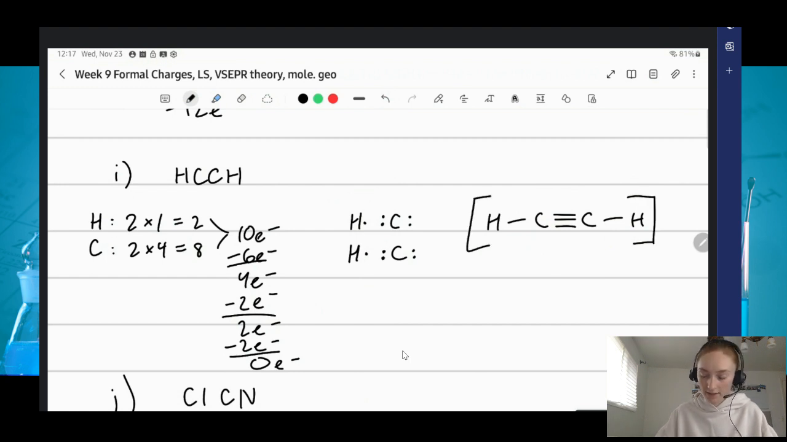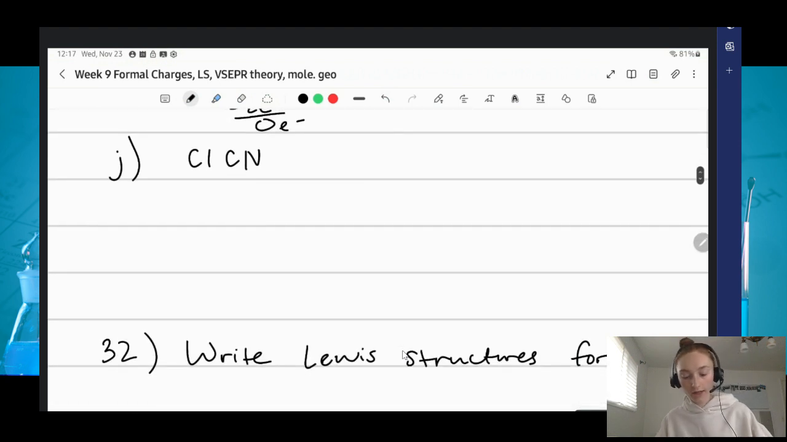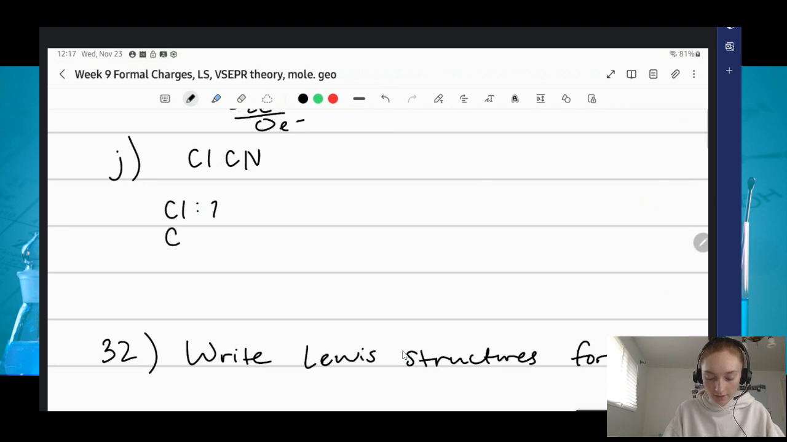So that's what that looks like. Okay, let's move on to J. So we have chlorine, carbon, nitrogen. Chlorine has 7, carbon has 4, nitrogen has 5. Adding up all of those, we have a total of 16 valence electrons. So again, let's write down what that looks like.